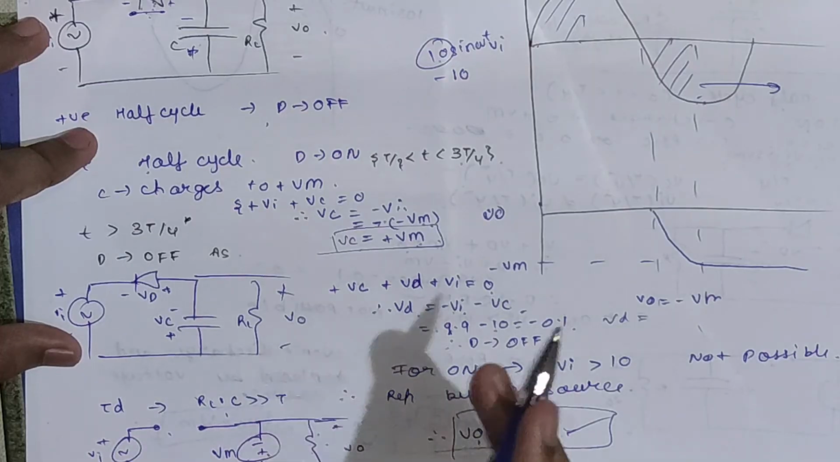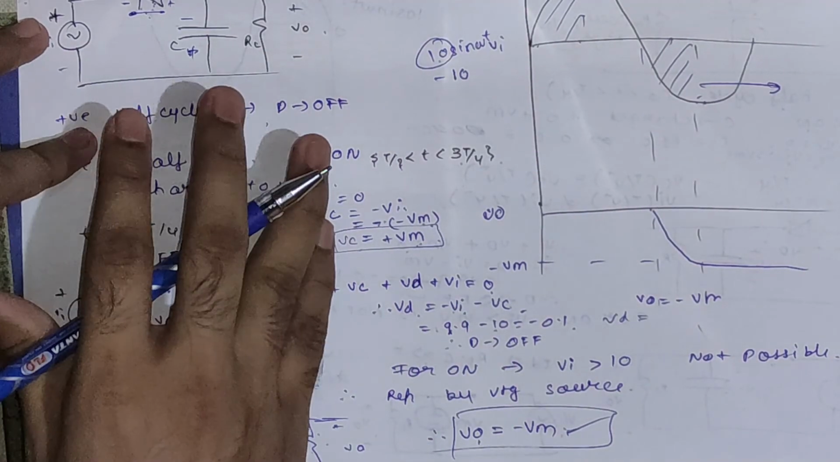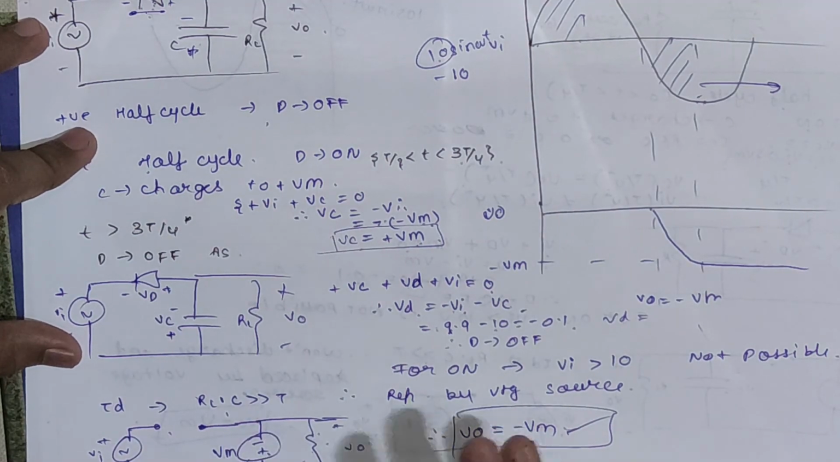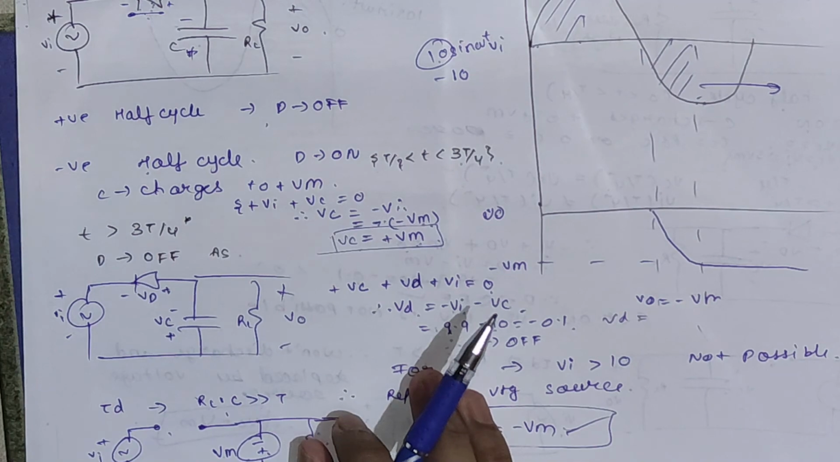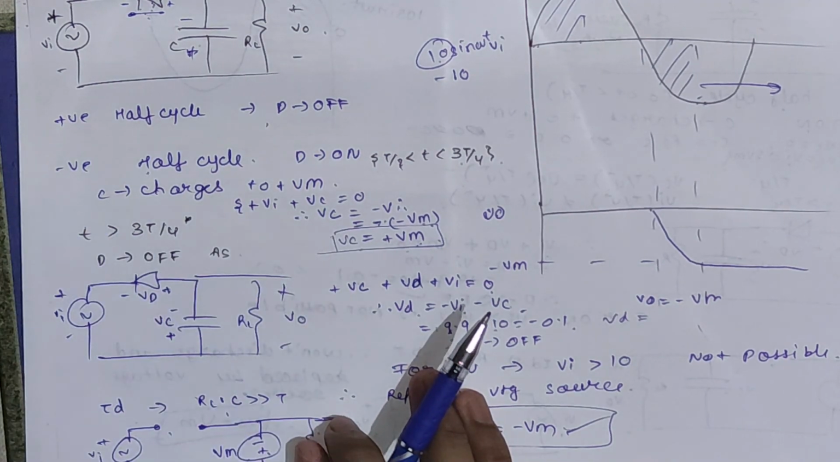Okay, so I hope you understand everything from the positive clamper to the negative peak detector. You have to follow these steps only and you will get the output waveform and output equation correctly without any mistake.